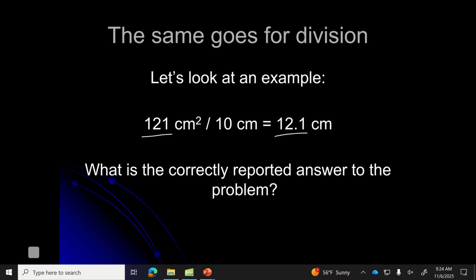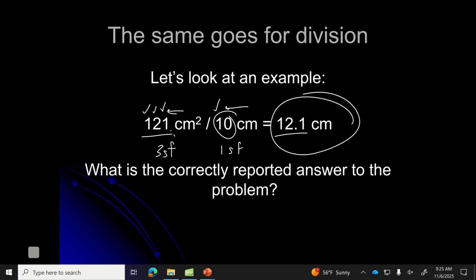Well, that's not necessarily my final answer. I have no decimal here, so I come from the right, and I have 1, 2, 3 sig figs in this number. In my second number, I have no decimal, I come from the right, I have to skip the 0, and I only have 1 sig fig, which means I need to round this number, 12.1, down to just 1 digit.